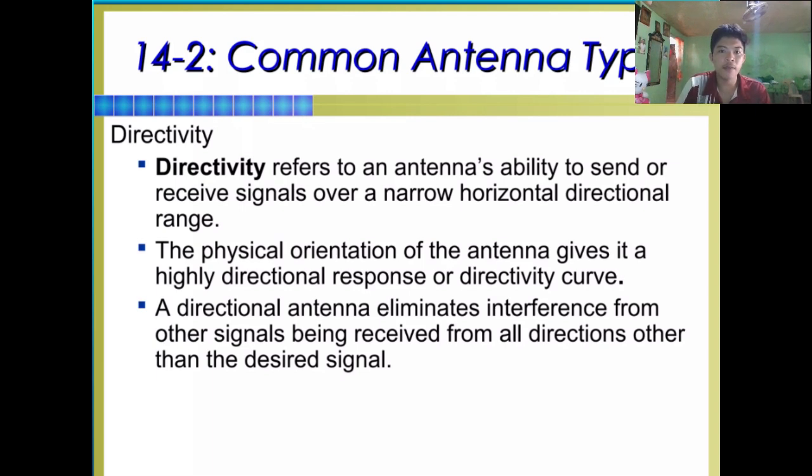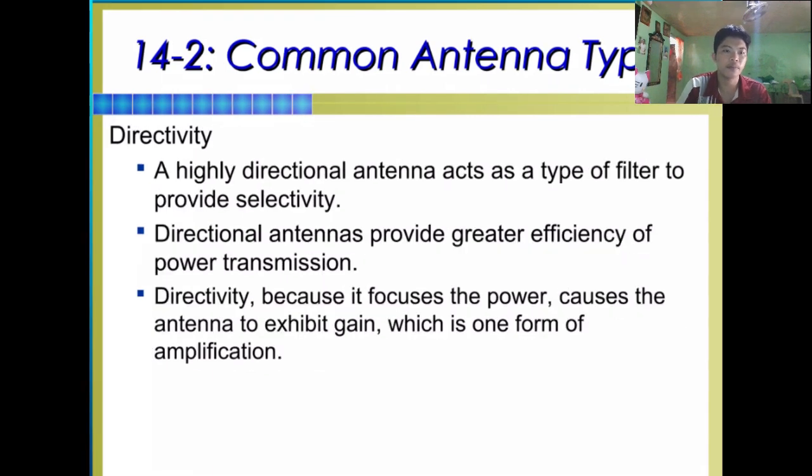Directivity refers to an antenna's ability to send or receive signals over a narrow horizontal directional range. The physical orientation of the antenna gives it a high directional response, or directivity curve. A directional antenna eliminates interference from signals being received from all directions other than the desired signal. A highly directional antenna acts as a type of filter to provide selectivity. Directional antennas provide greater efficiency of power transmission. Directivity, because it focuses the power, causes the antenna to exhibit gain, which is one form of application.